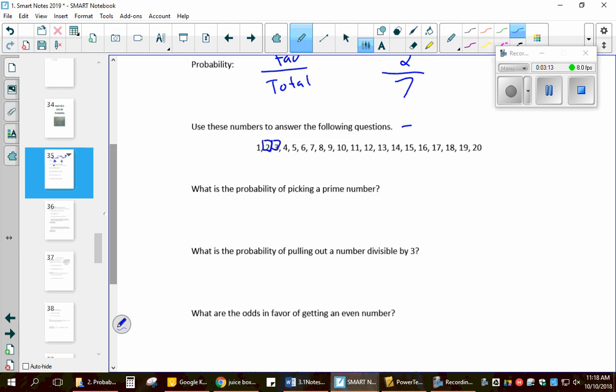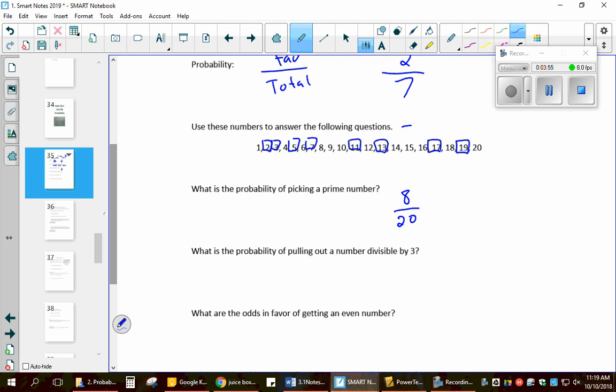What about 4? No, because 2 times 2, so it's not just 4 and 1. So that's not a prime number. 5 is a prime number, it's just 5 and 1. 7 is a prime number. 8's not, 9's not, 10's not. 11, just 11 and 1. 13 is a prime number. 17 is a prime number. And 19 is a prime number. All right, so how many do we have there? We've got 8, right? So 8 over 20.